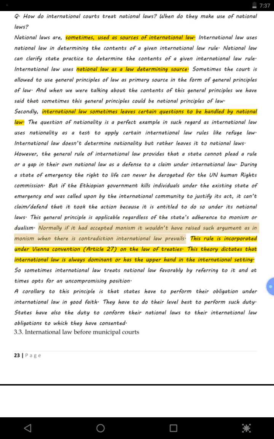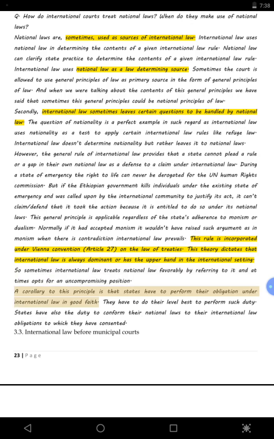Normally, if it had accepted monism, it wouldn't have raised such an argument, as in monism, when there is contradiction, international law prevails. This rule is incorporated under the Vienna Convention, Article 27, on the law of treaties. This theory dictates that international law is always dominant or has the upper hand in the international setting. So sometimes international law treats national law favorably by referring to it, and at times opts for an uncompromising position.